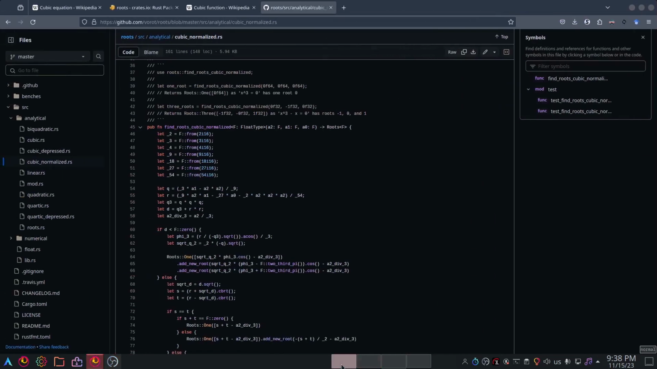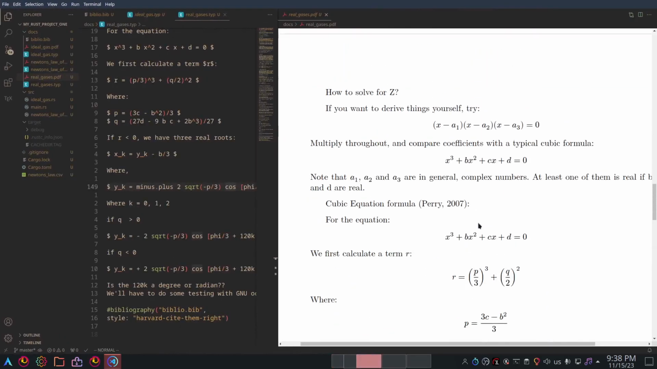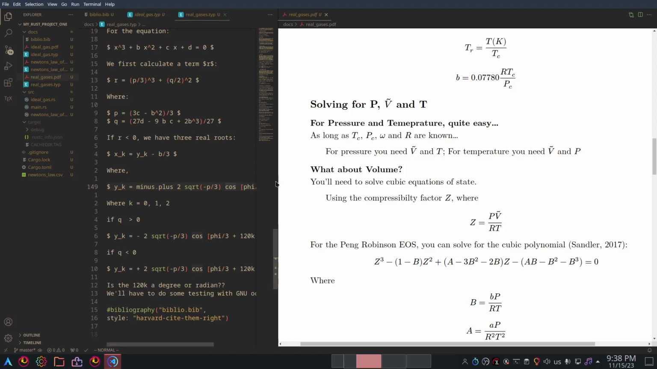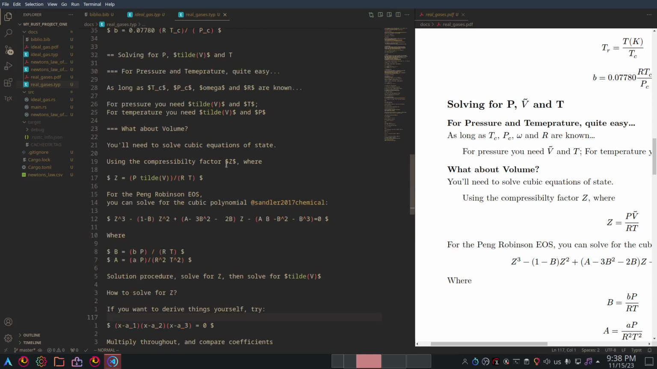Hold on, I think I need to make some corrections. Over here I said that for temperature and pressure, temperature is easy. So I forgot to actually edit just now.